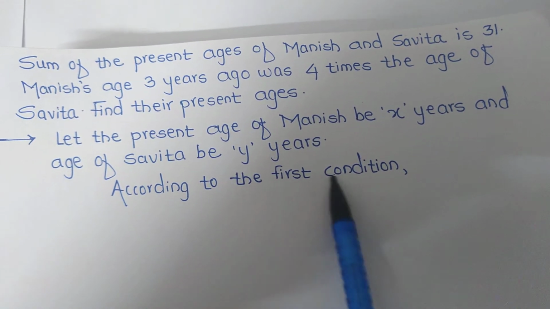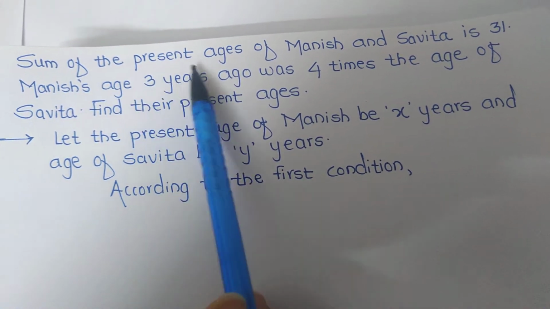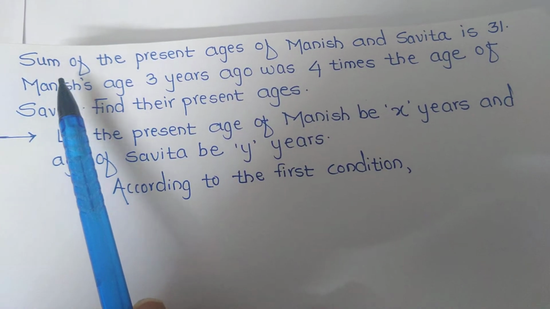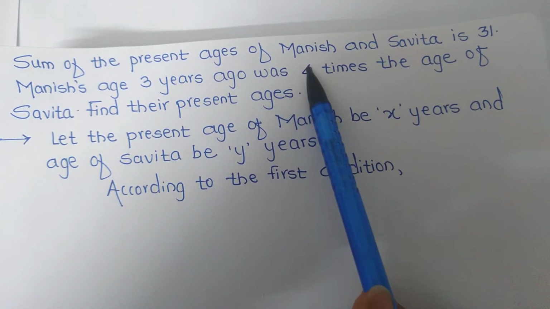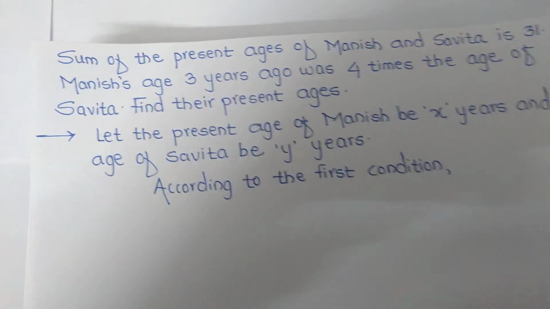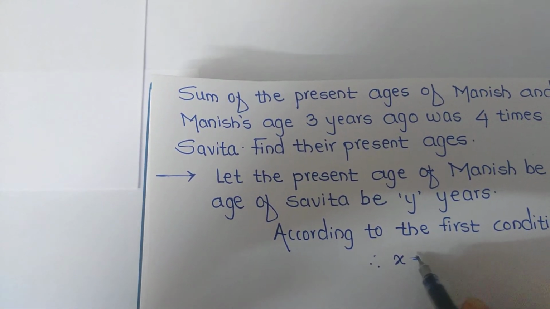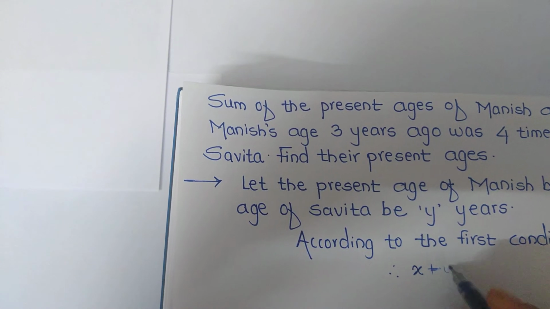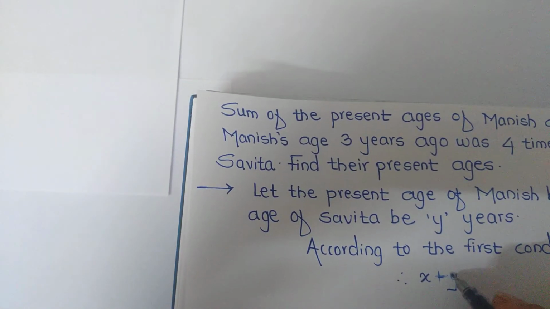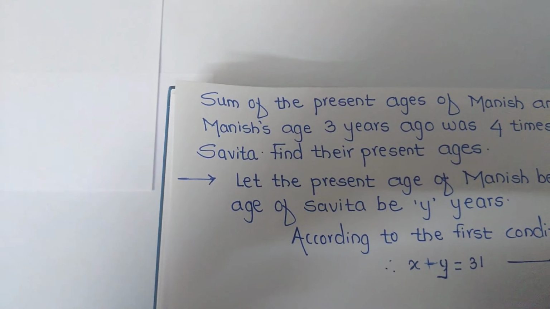According to the first condition in the problem. So the first condition in the problem is the sum of present ages. Sum, that is addition. Addition of age of Manish and Savita is 31. So therefore, according to the first condition, we can note, Manish's age plus Savita's age is equal to 31. This is equation 1.